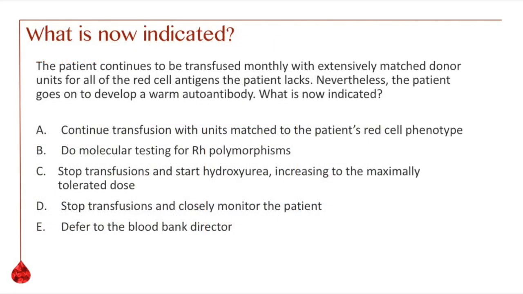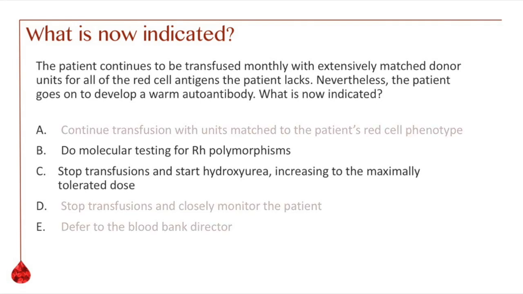Our patient continues to be transfused monthly with extensively matched donor units for all of the red cell antigens the patient lacks. Nevertheless, the patient goes on to develop a warm antibody. What is now indicated? A. Continue transfusion with units matched to the patient's red cell phenotype. B. Do molecular testing for Rh polymorphisms. C. Stop transfusions and start hydroxyurea, increasing to maximally tolerated dose. D. Stop transfusions and closely monitor the patient. E. Defer to the blood bank director.